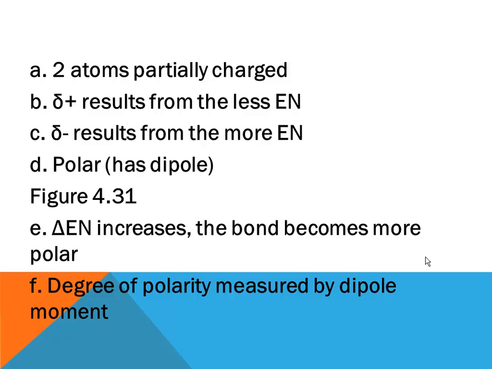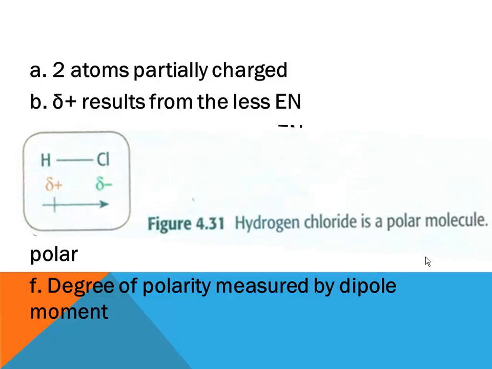Alright, so with two atoms partially charged, you're going to get a partial positive charge and a partial negative charge. Therefore, it has a dipole intermolecular force because there is a partial negative and partial positive. As the electronegativity increases, it becomes more and more polar, towards ionic bonding, and the degree of polarity is measured by that dipole moment.